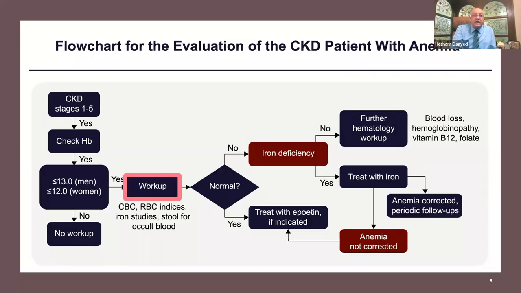So this is traditionally the flowchart for evaluation of CKD patients with anemia. We have to determine the CKD stage. If the CKD is below stage 3, we have to check for other causes of anemia rather than the kidney. We have to make a workup: iron deficiency, blood loss, hemoglobinopathies, vitamin B12, and folate deficiency should be suspected. And if this is iron deficiency, we have to treat the iron first before giving ESA therapy.